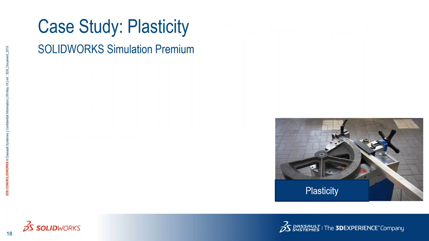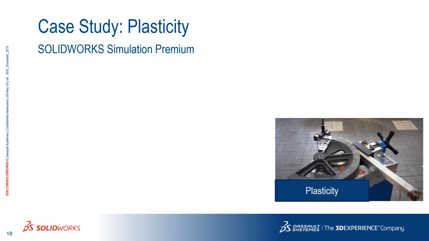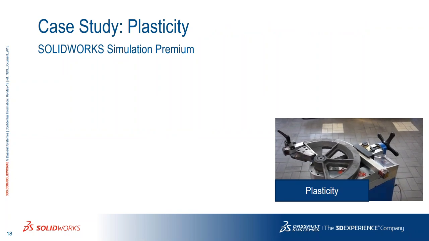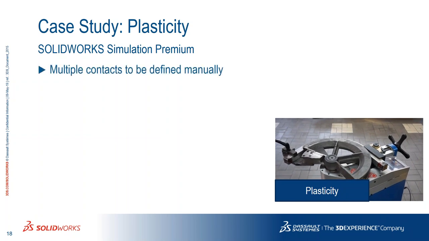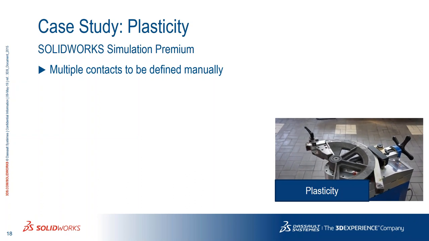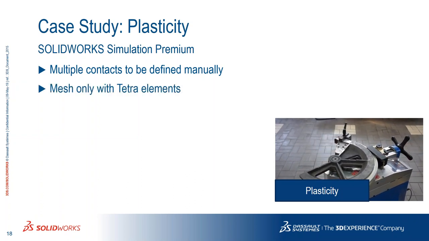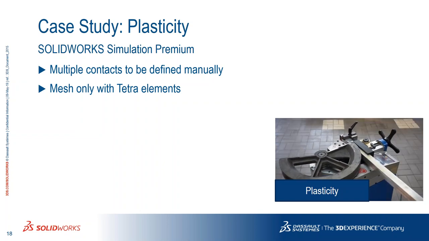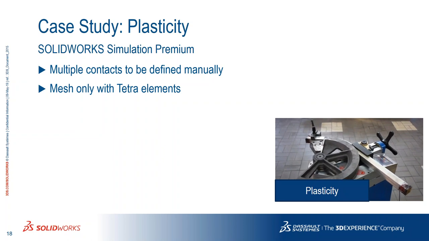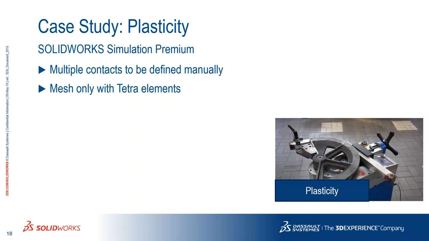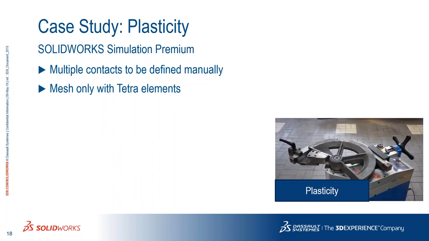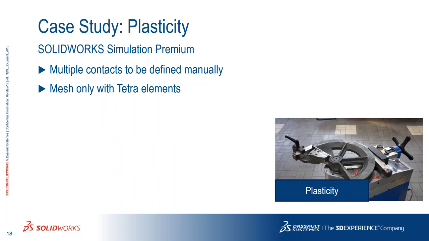So let's jump to the plasticity case study. We will start with SOLIDWORKS Simulation. Of course, we have used Simulation Premium in this case for nonlinear. We have defined multiple contacts that have to be defined manually, as we see with the software. Also, we can only use tetrahedral mesh, tetra mesh, if you like. So we are bound to this kind of element, which is good, but in terms of speed it lacks speed. So it's not a good compromise.